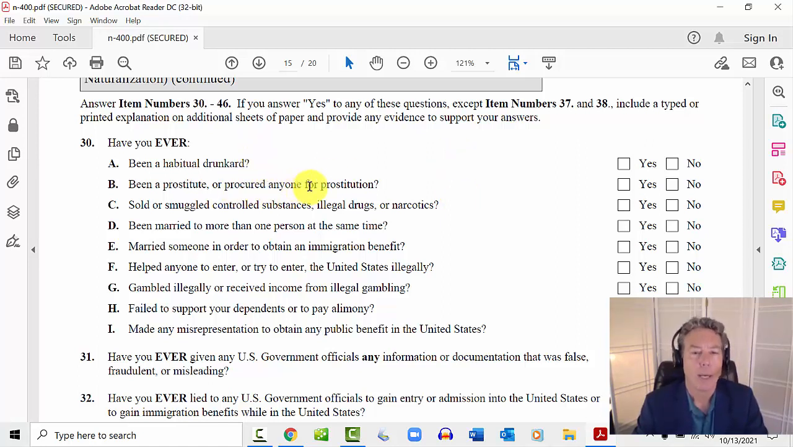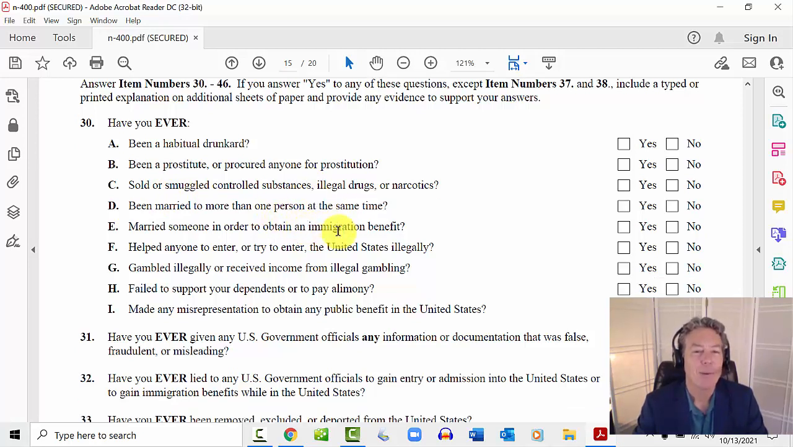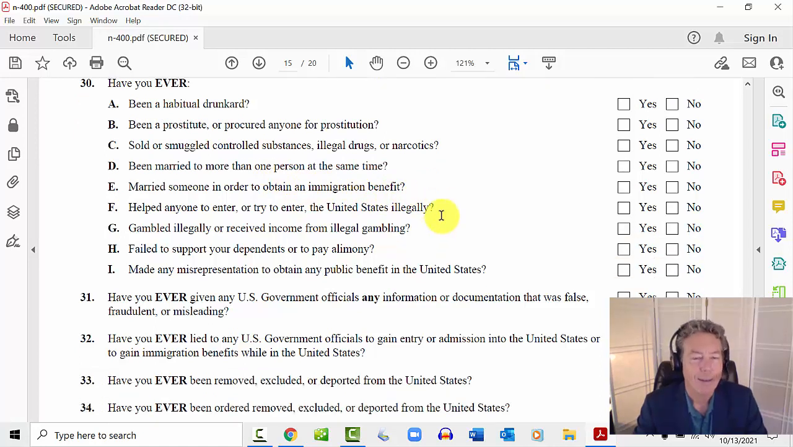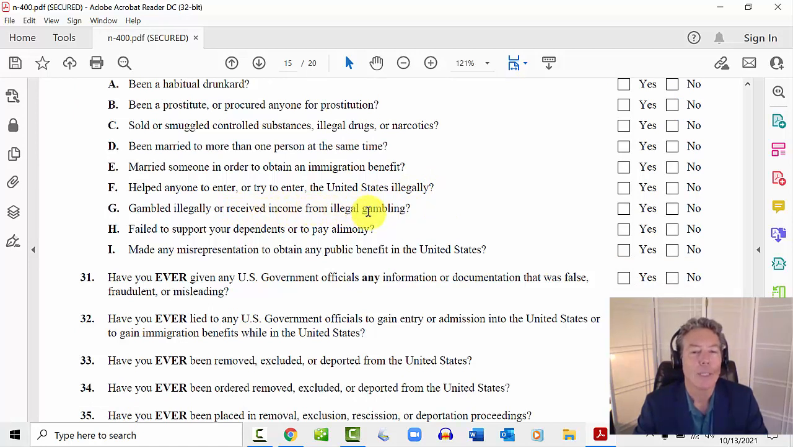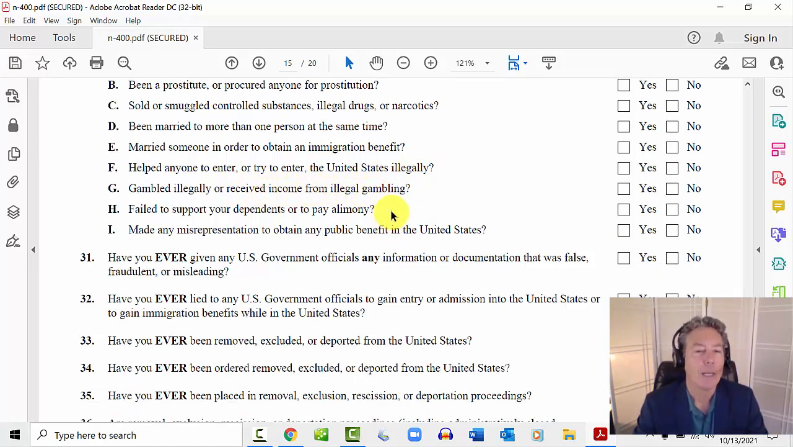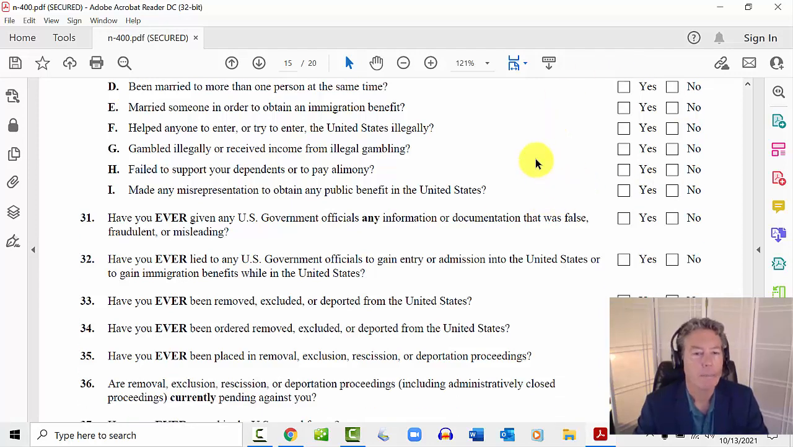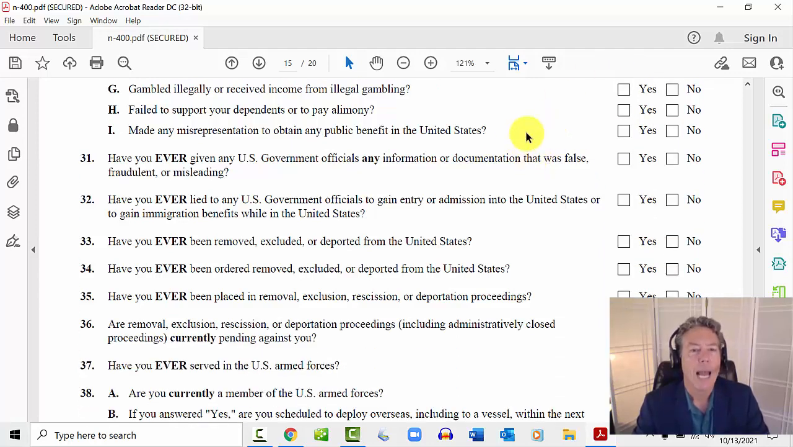Habitual drunkard, prostitution, controlled substances, married to one person, more than one person at the same time, polygamy, married someone in order to obtain an immigration benefit, marriage fraud, right? Help anyone to enter, smuggling, gambled illegally, receiving income from illegal gambling, failed to support your dependents or to pay alimony, made any misrepresentation to obtain any public benefit in the United States. Right? Real problem. And then, have you ever given any U.S. government officials any information or documentation that was false, fraudulent, or misleading?